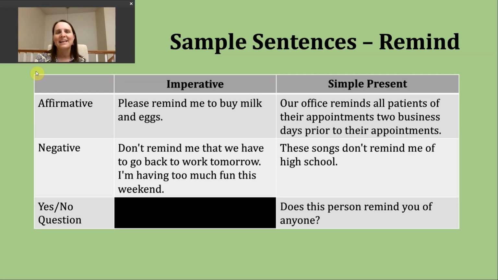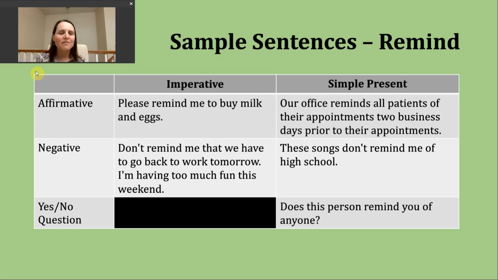Please remind me. Now, if you want to make a negative imperative, you would start with do not and the base verb. And again, you can add please to the beginning or the end if you are wanting to sort of soften the statement. Let's take a look at my example here.